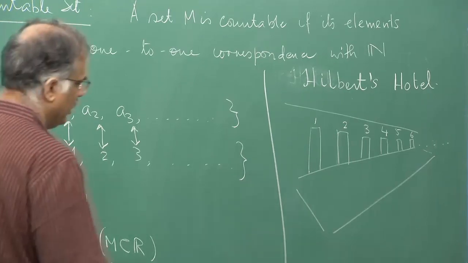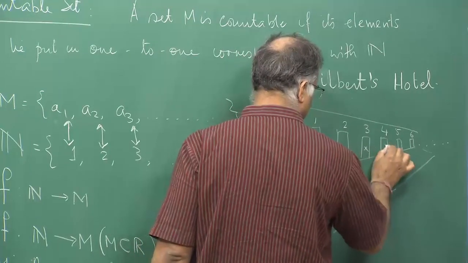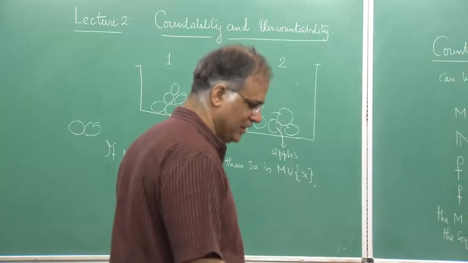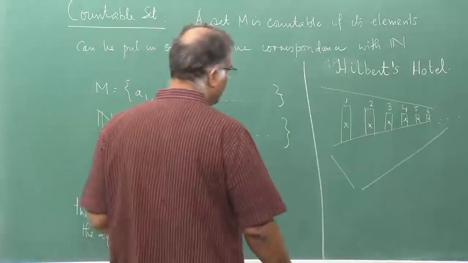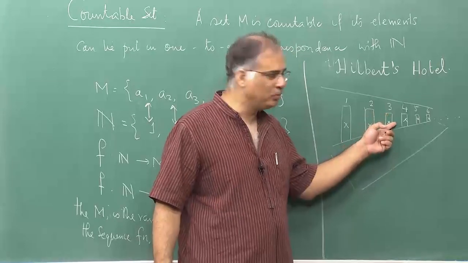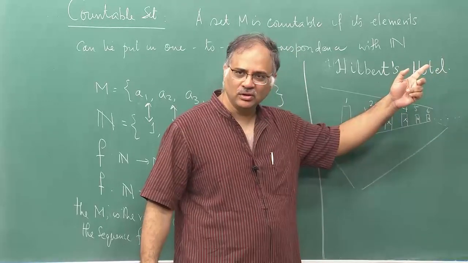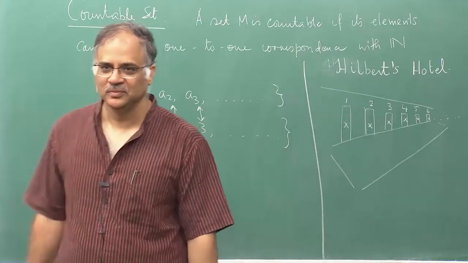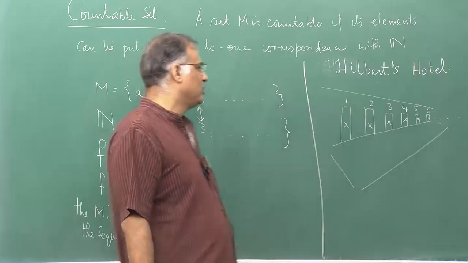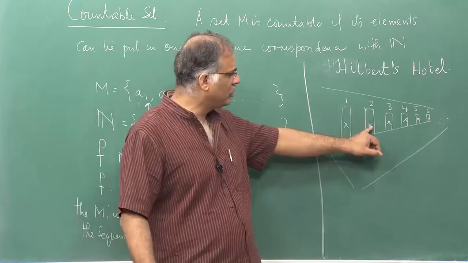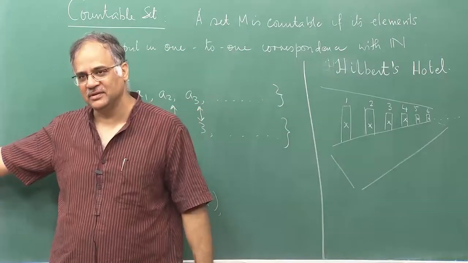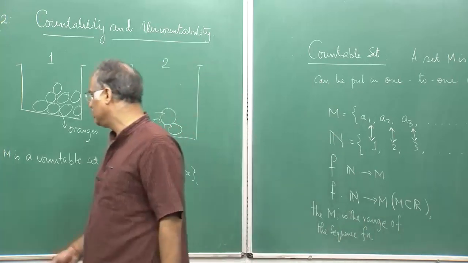Now, suppose all these rooms are now filled. And then another guest arrives, who is supposed to be a mathematics teacher. And he says that he wants a room. The manager says, oh, sorry, we are completely booked. He says, don't worry. Just shift the person in room 1 to room 2, room 2 to room 3, room 3 to room 4, room 4 to room 5, and so on, so that room 1 would become empty for me. So he is that X. Right. So the persons who are occupying these rooms were actually elements of the set M. And this new guy who comes in is the set X.